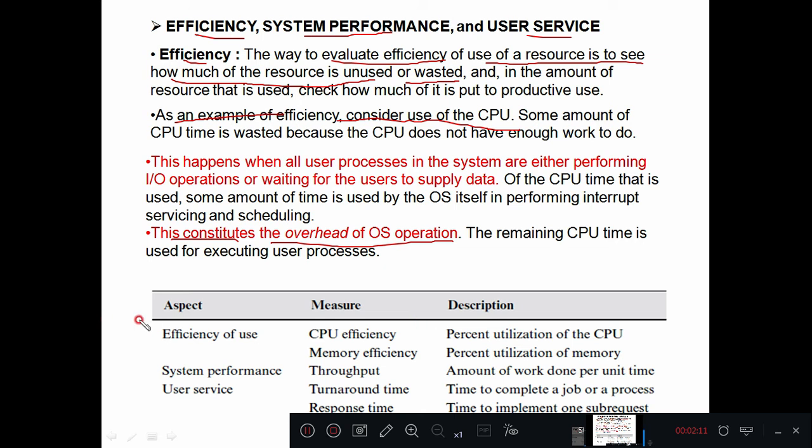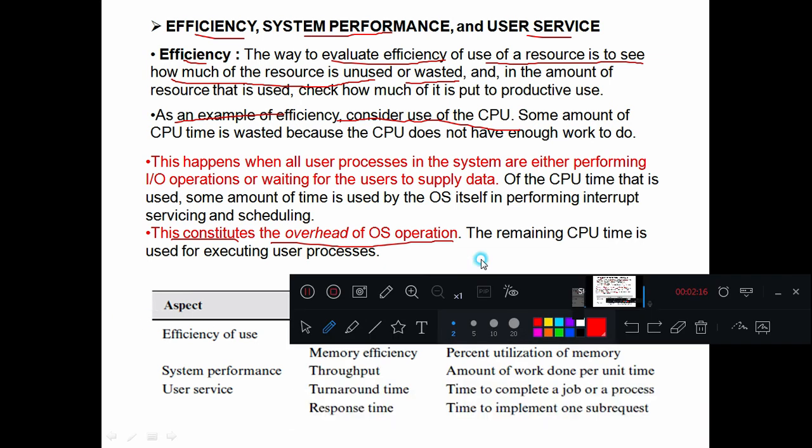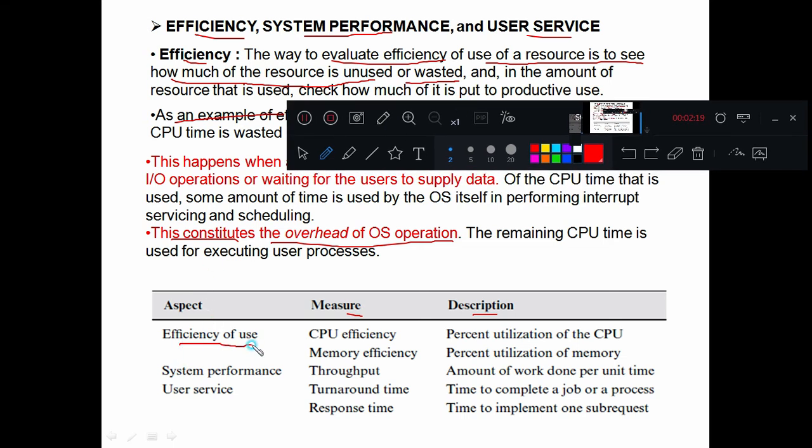Next, what are the different aspects, measure and the description, that we will see now. The first aspect is efficiency of use: CPU efficiency, memory efficiency, right? So how are we going to measure this efficiency with the help of two things. One is CPU efficiency, second one is memory efficiency. Percent utilization of the CPU, right? What do you mean by CPU efficiency? How much percentage of the entire CPU time is utilized properly and how much is wasted, right? Percent utilization of memory, how much percentage.